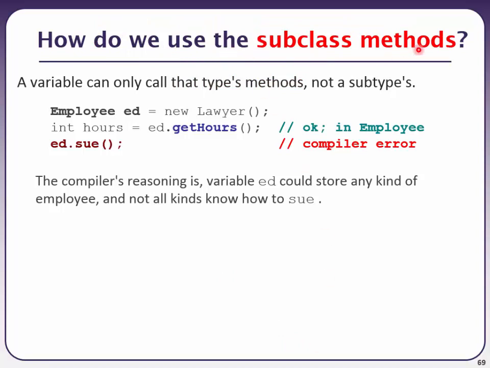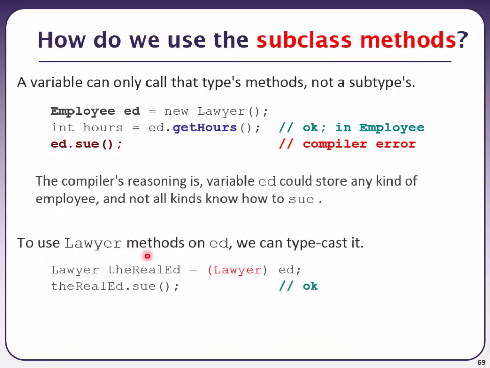Now, what about using the subclass method? Okay, so to use Lawyer methods on head, we can typecast it. Typecasting is converting the data type of the value inside a variable to another data type. We can do that with primitive data types to a certain extent, right? We can also do that with reference values that are stored inside of variables like head. So let's keep this code here. We still have this code right up there, okay? But we are going to do something in addition to that, okay?